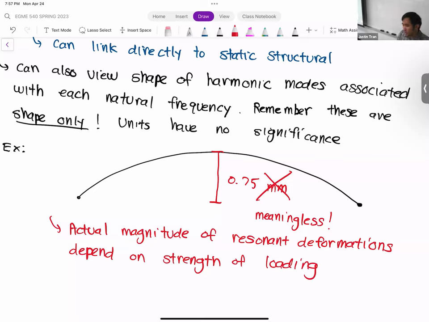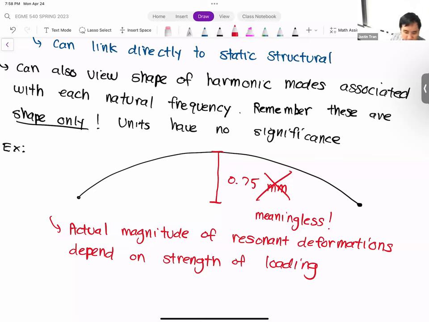And so there's a difference between, if you take a structure and you lightly vibrate it with your hands, versus you take the same structure and you jolt it, like this, right? So one is going to produce more deformation than the other, okay?